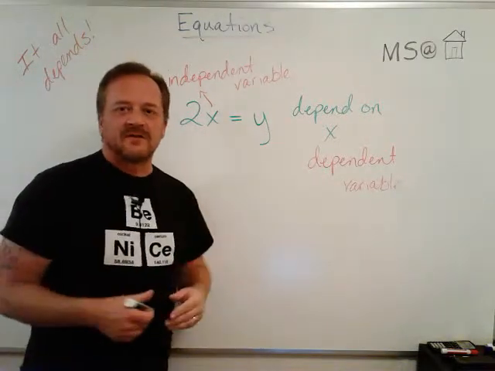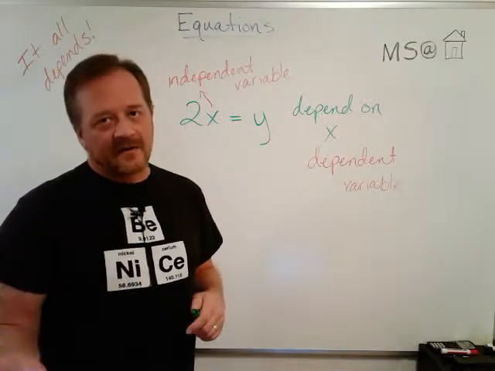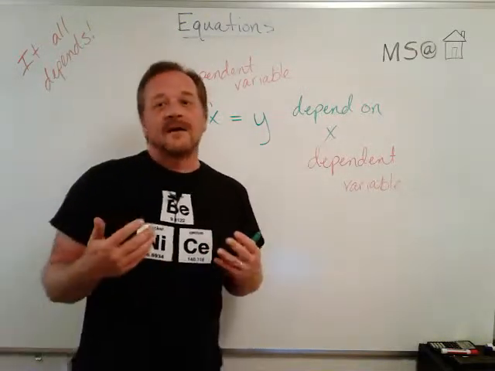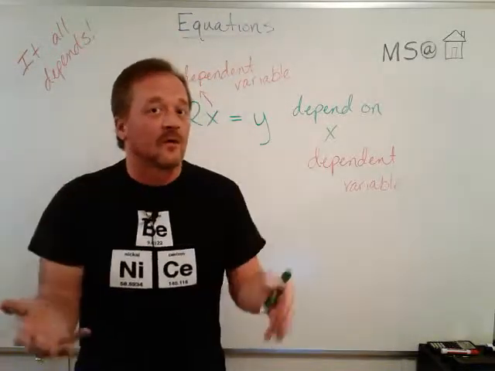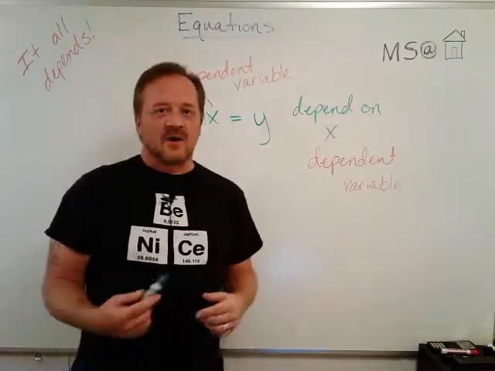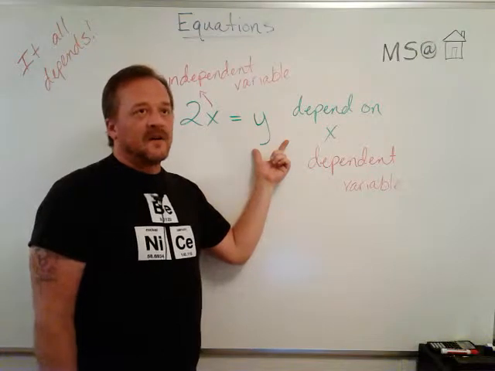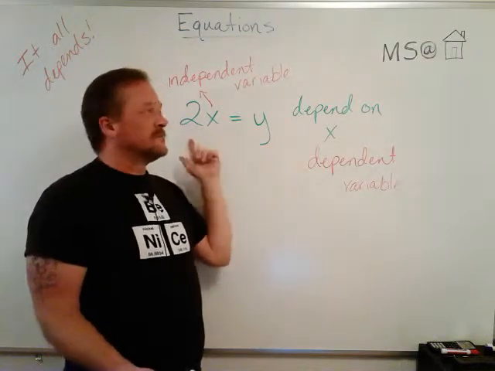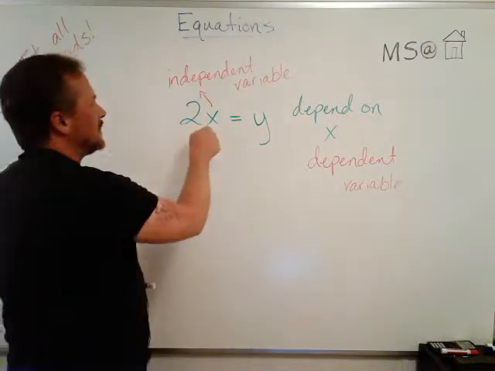Another name sometimes used, especially in science, for independent variable is manipulated variable. It's the one that we get to manipulate. We get to change it. We get to fill it in. We get to say what it's worth. Dependent, sometimes science classes will call it the responding variable because its value is respondent to what we decide x is, okay? So let's try that.